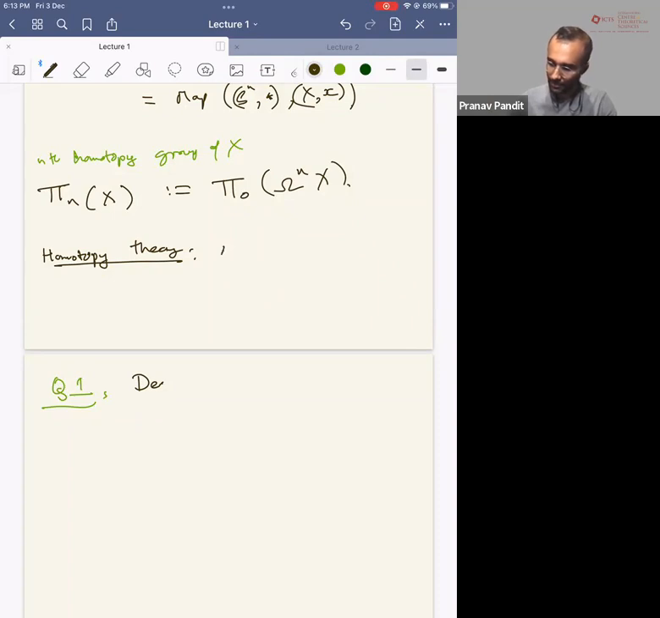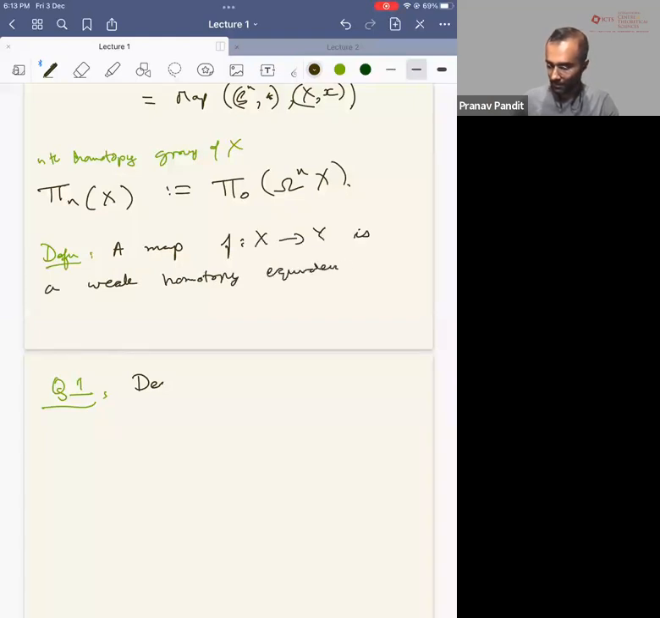Let me just make a definition, actually. Definition. A map of spaces f from X to Y is a weak homotopy equivalence if the induced map pi n of f, mapping pi n of X to pi n of Y, is an isomorphism, I apologize. Is an iso for all n. Okay.